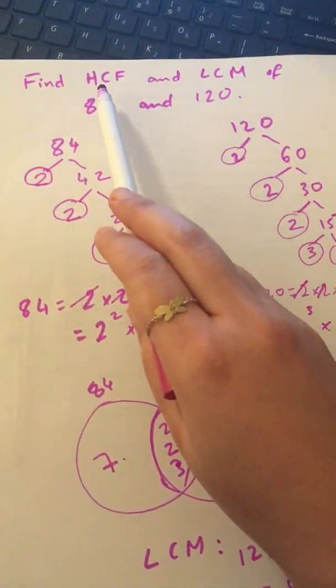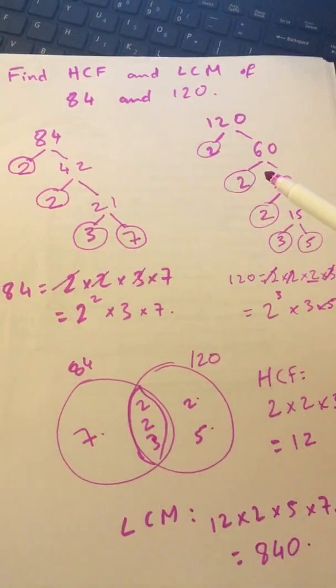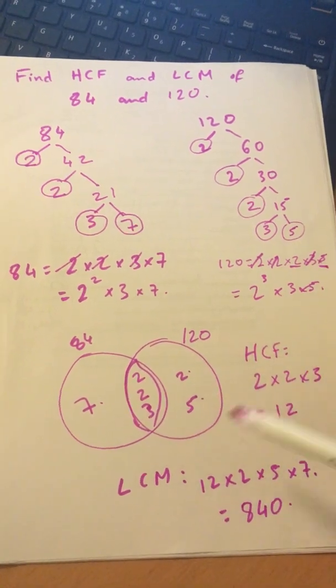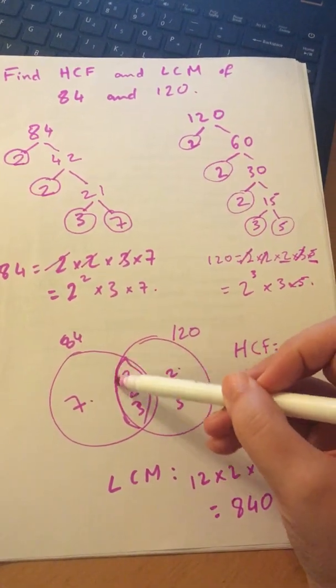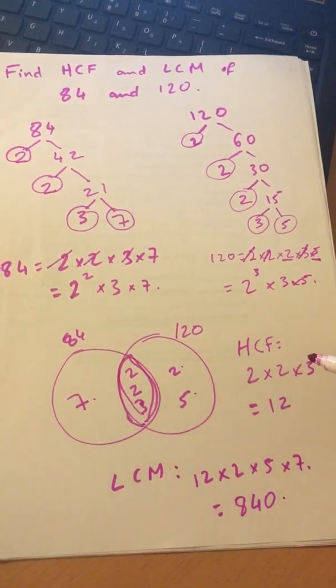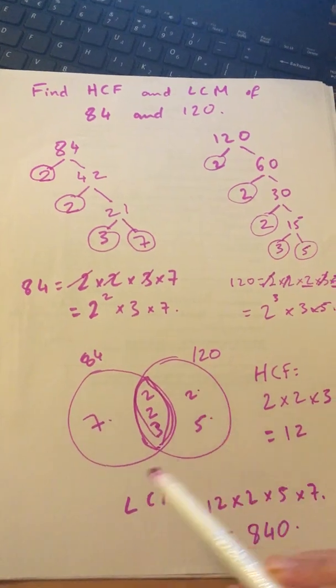So for finding the HCF and LCM of two big numbers, the best thing to do is to put them both as a product of their prime factors and then put them into a Venn diagram. The bit in the middle is the highest common factor, so I multiply the numbers in the middle for the highest common factor, and to find the lowest common multiple, it's all the numbers multiplied together.